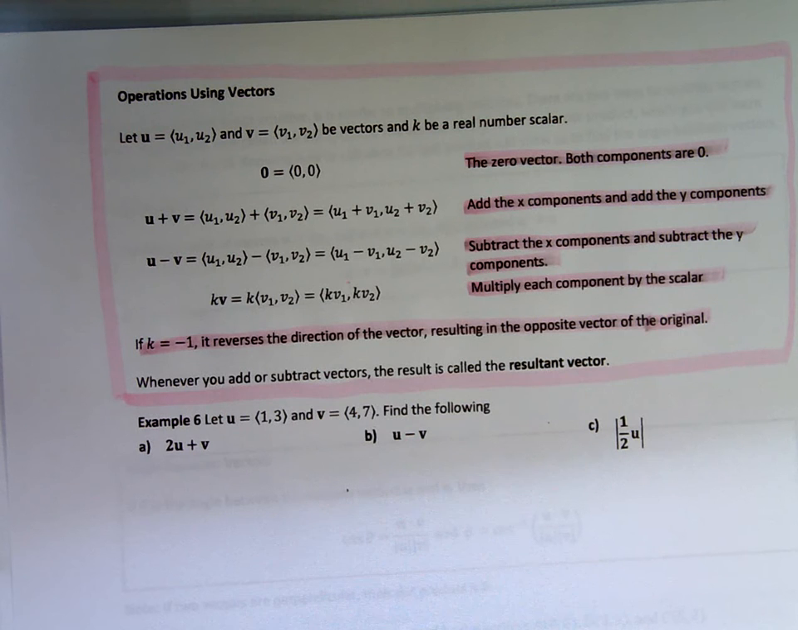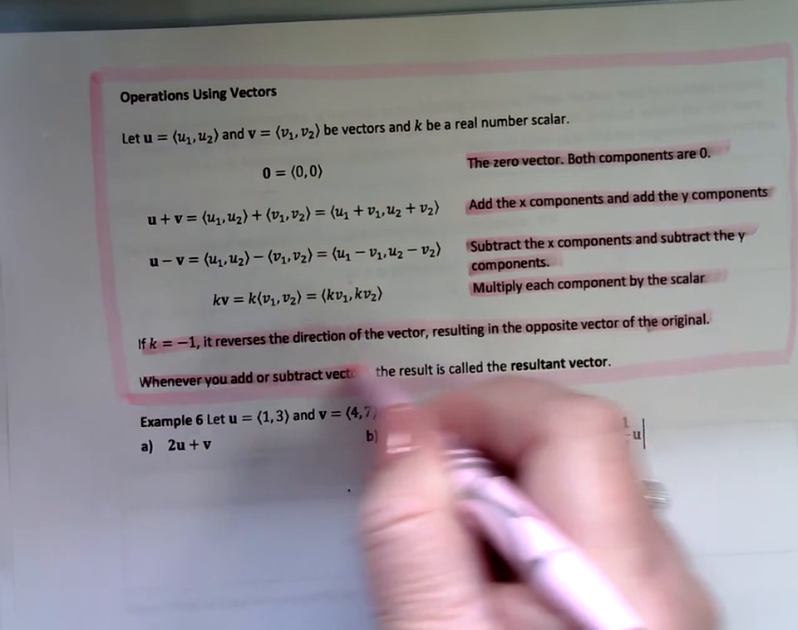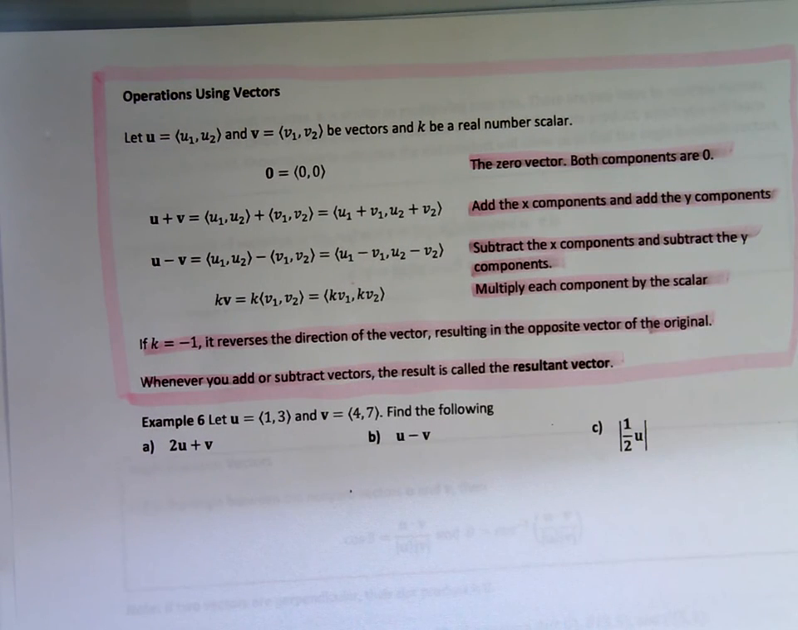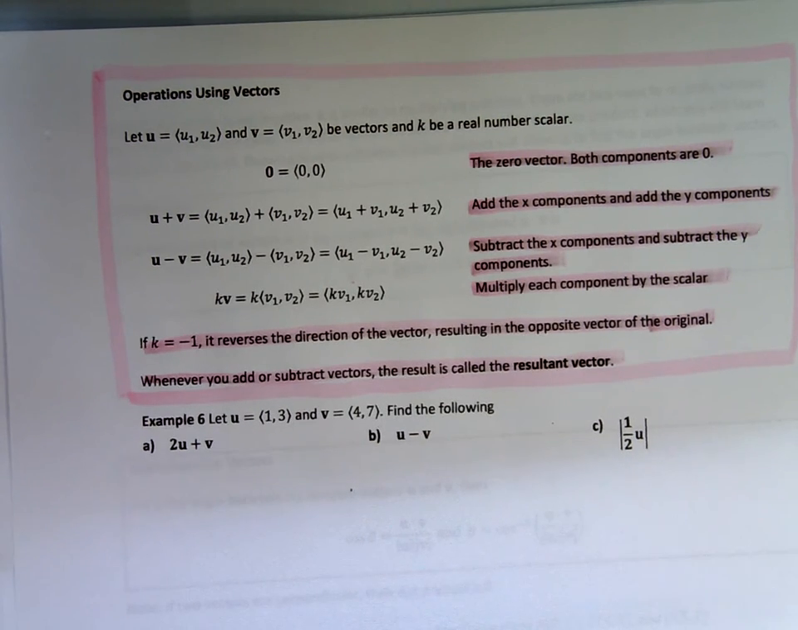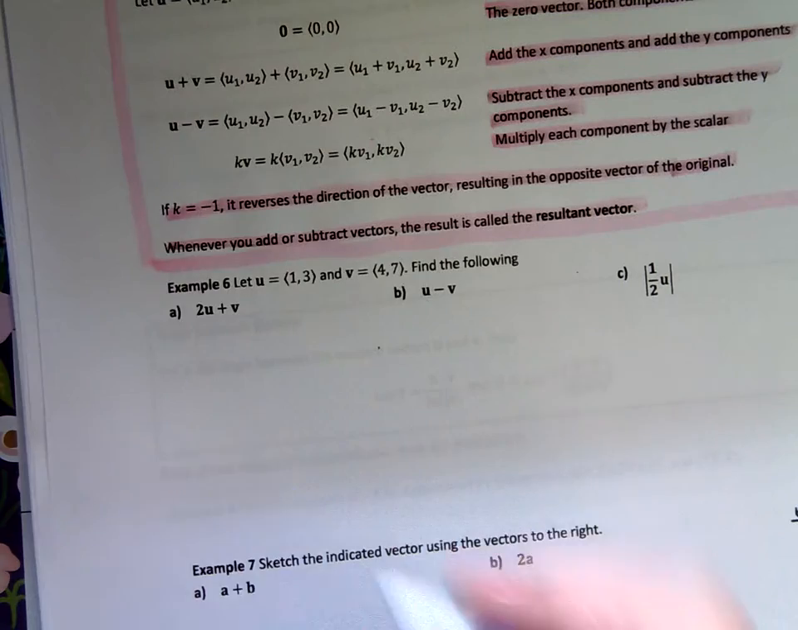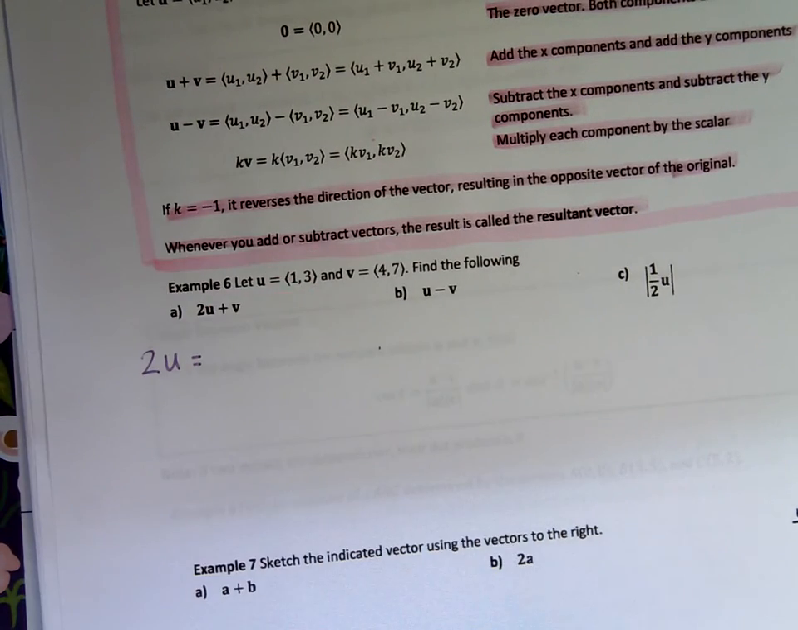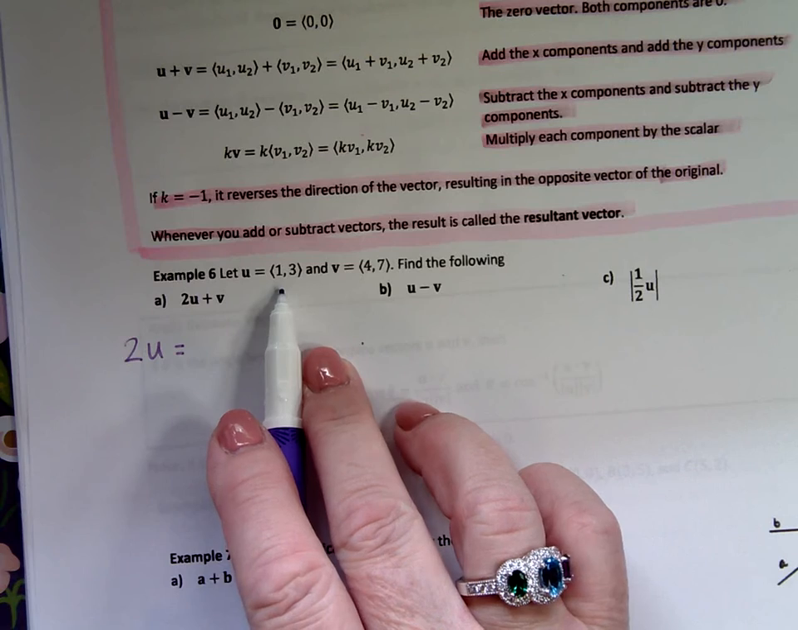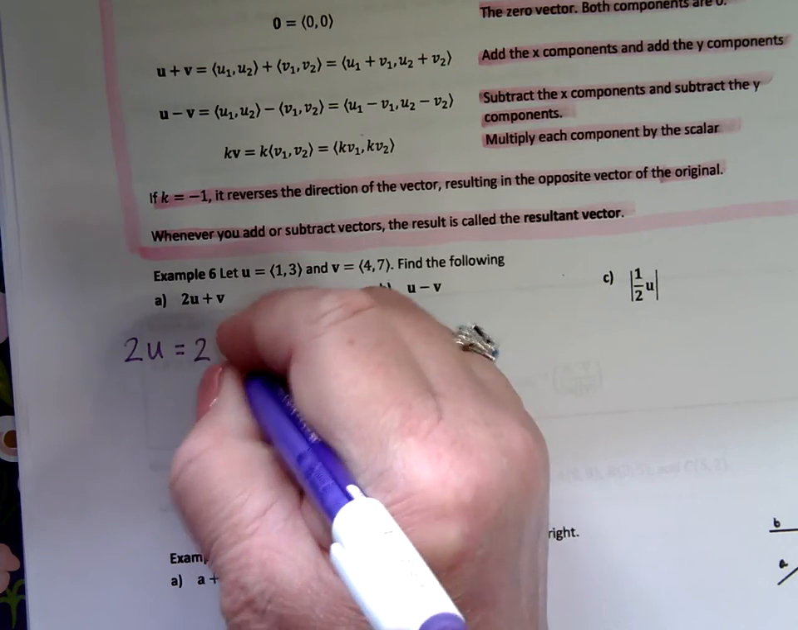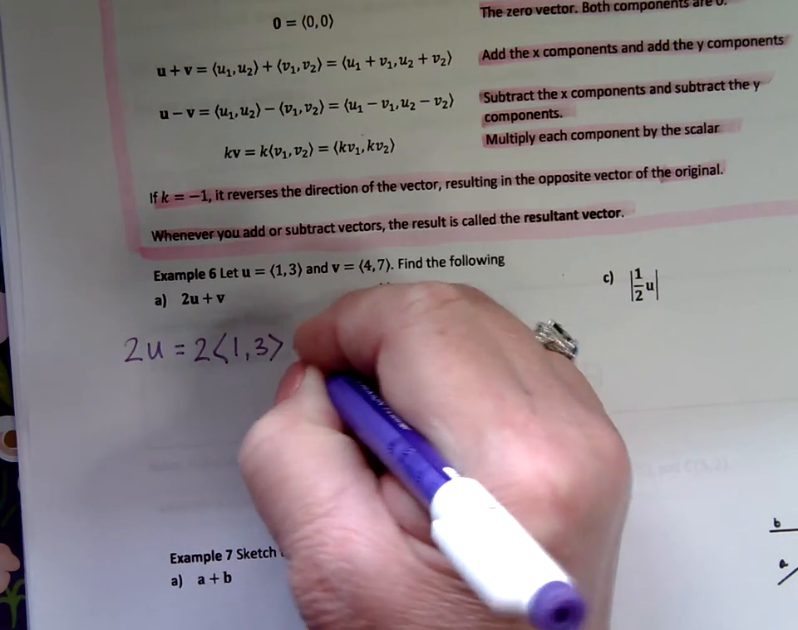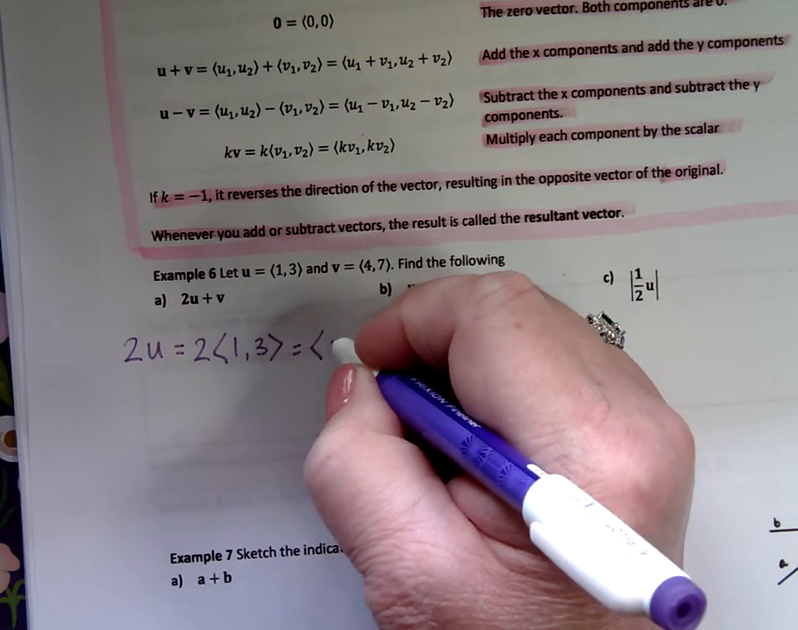Whenever you add or subtract vectors, the result's called the resultant vector. So if they say, you know, find the resultant vector, then you're adding or subtracting those vectors together. Now these are relatively simple. If I want to know what 2u plus v is, I need to figure out what 2 times u is. I want to do that first. So you go to the u guy, 1, 3. I need 2 times the vector 1, 3. Multiplying each piece by 2 gives me 2, 6.